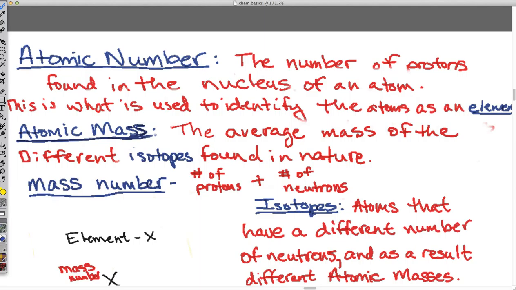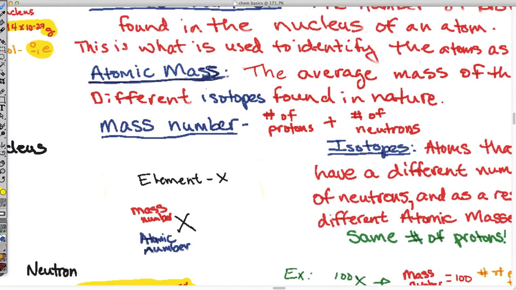Typically, the way you'll see the element written is like this. Let me highlight this. So this yellow box that just popped out, you're going to have whatever element it is. You're going to have the mass number up here, and you're going to have the atomic number down there. Okay, and in doing so, we have a way to calculate the numbers of different subatomic particles.